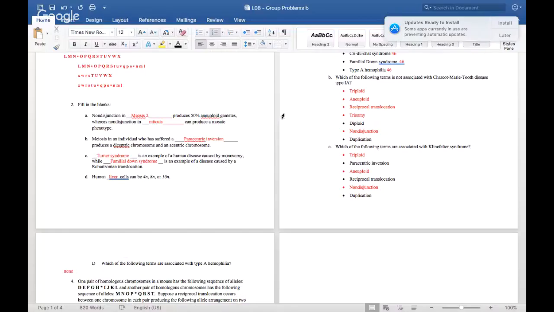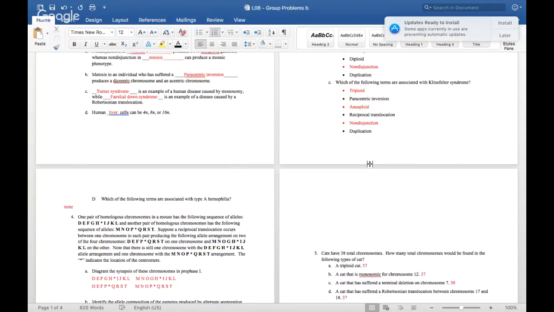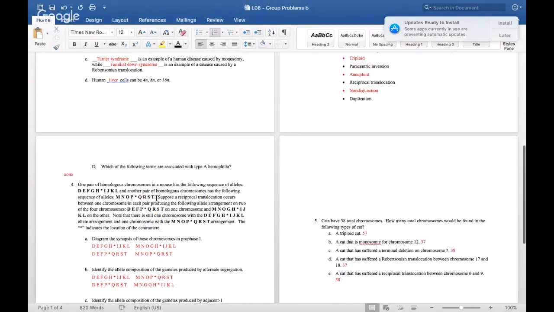All right, so C says, which of the following terms are associated with Klinefelter syndrome? I have all of them highlighted in red. We went with triploid, aneuploid, and non-disjunction. So the black ones are not the answers, just the red. For D, out of all the answers that I had listed, we didn't find any of them that were particularly correct. So I guess our answer on that one is going to be none.